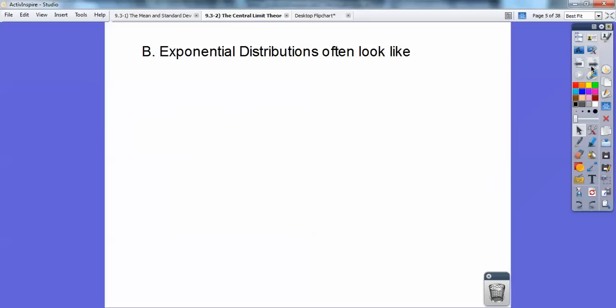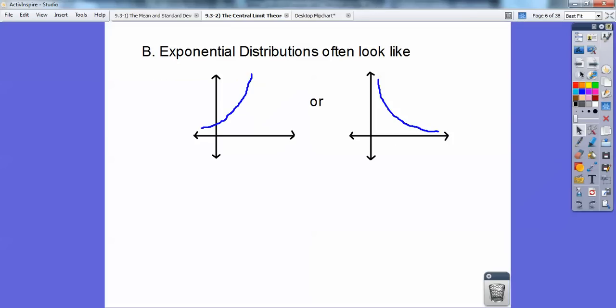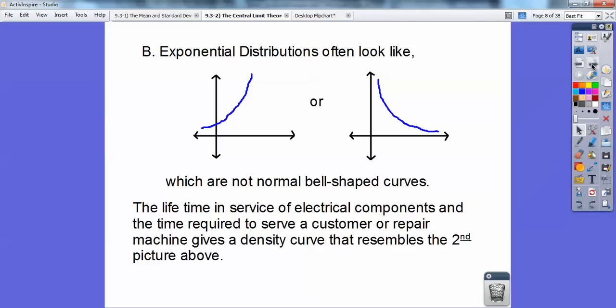All right? Exponential distributions often look like this, here's an exponential, sorry, I did this with my finger on my little mouse pad here on my laptop. So that curve is an exponential growth function. Over here would be an exponential decay function, something decaying, like the life of a battery, you'll see in just a second. So they're not normal bell-shaped curves, but we're going to use these in our central limit theorem to do some calculations. It's all the same stuff that we've been doing.